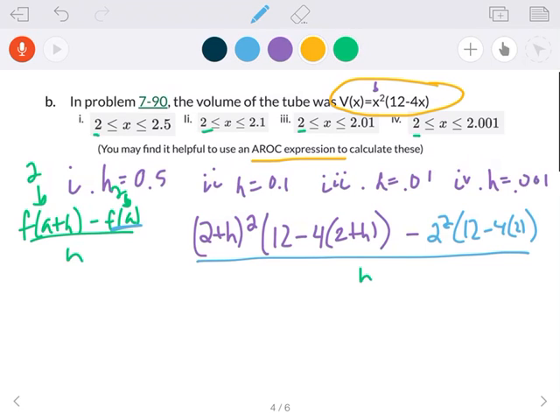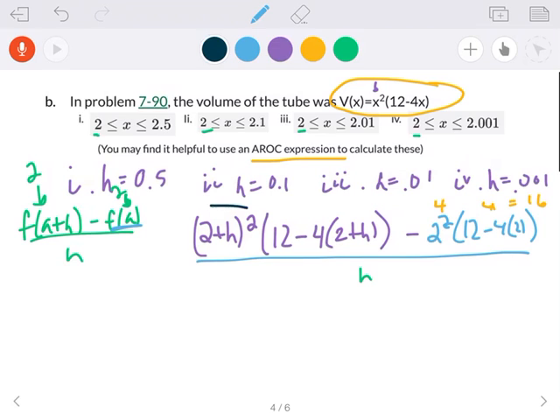Let's start with the easiest one. 2 squared is 4. 4 times 2 is 8, so 12 minus 8 is 4. 4 times 4 is 16. I'm going to write it right here for now. And then we need to worry about simplifying this other problem.